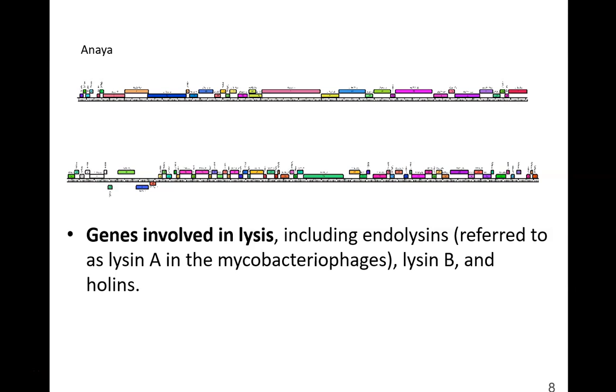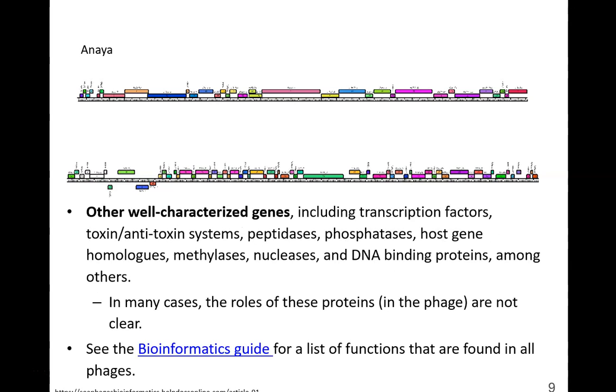And finally, genes involved in lysis. The phage have to get out of the bacteria once it has made copies of itself, and to do that it needs to lyse the bacteria. So there are proteins involved in lysing the bacteria so that the phages can escape and go on for another round of infection.